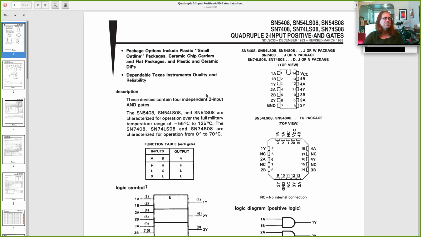Oh, these always start with marketing, right? Package options include, and then the second statement, dependable Texas Instruments quality and reliability. Can't get away from marketing, even in a technical document. So there's a date. This was made in December 1983, so it's a little bit old. And this chip is known by many names: SN7408, 74LS08, 74S08, and also 54S.